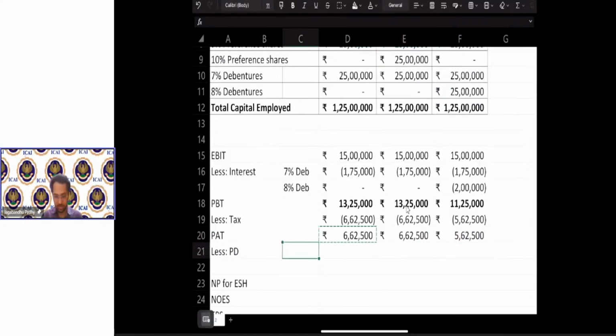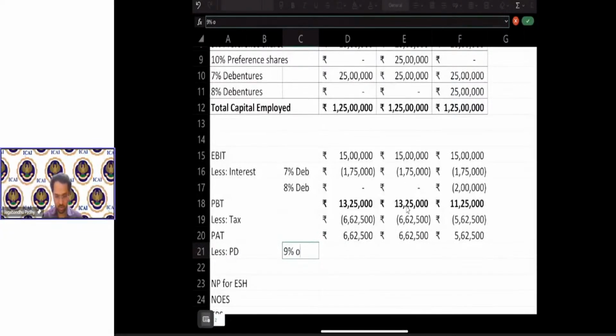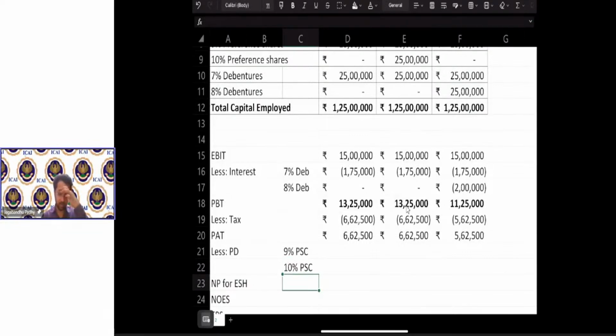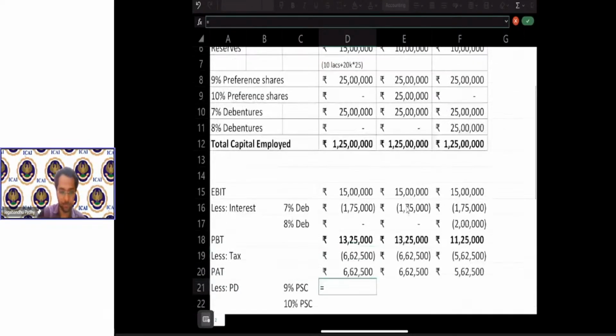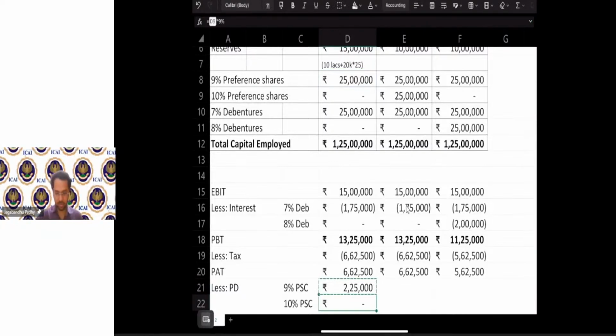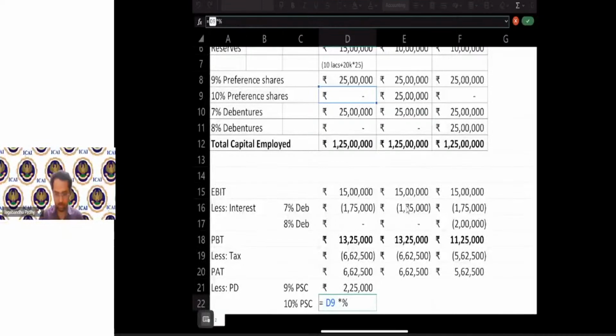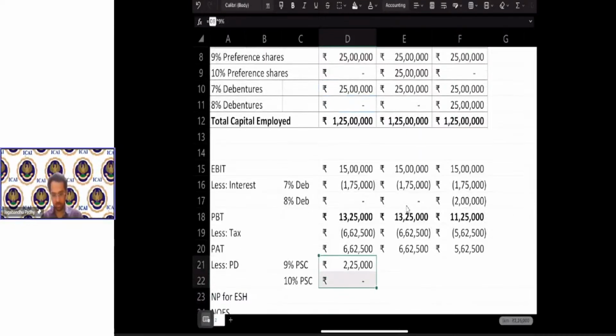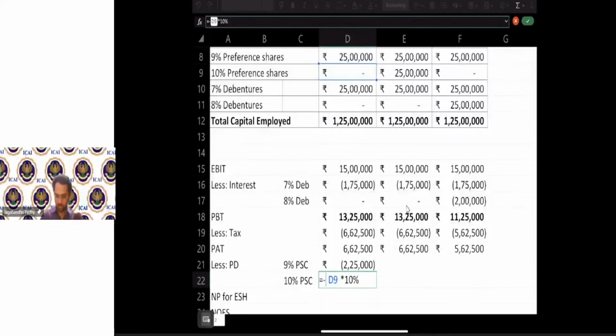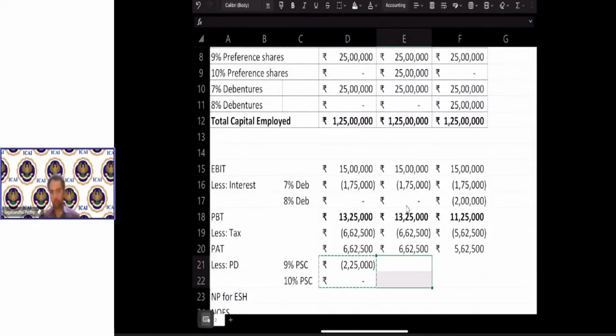Now preference dividend is 9% of the 9% preference share capital. And we also have one more preference share capital in one of the cases, which is a 10% preference share capital. So 9% preference share will be this 25 lakh multiplied by 9%. And the second case is this multiplied by 10%. So I can just subtract them, right? Okay, so here we have the preference dividend amount also.